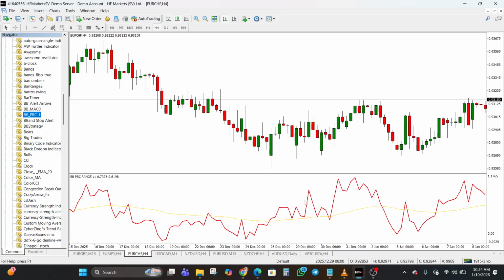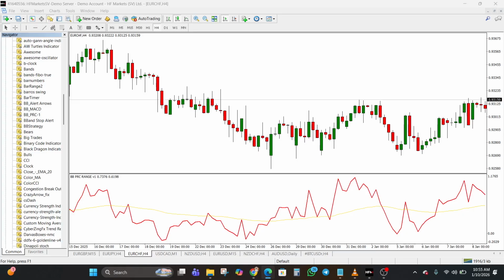So now this is how the BB PRC indicator looks like. It helps you to understand rate of change analysis, right? Helping you to identify volatility shifts, momentum strength, and of course breakout and reversal setups.